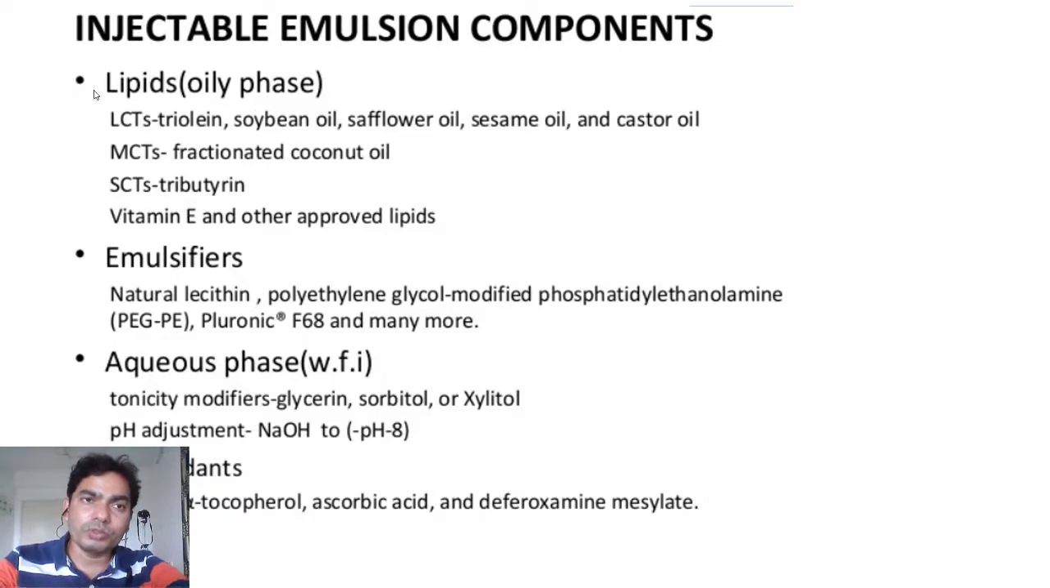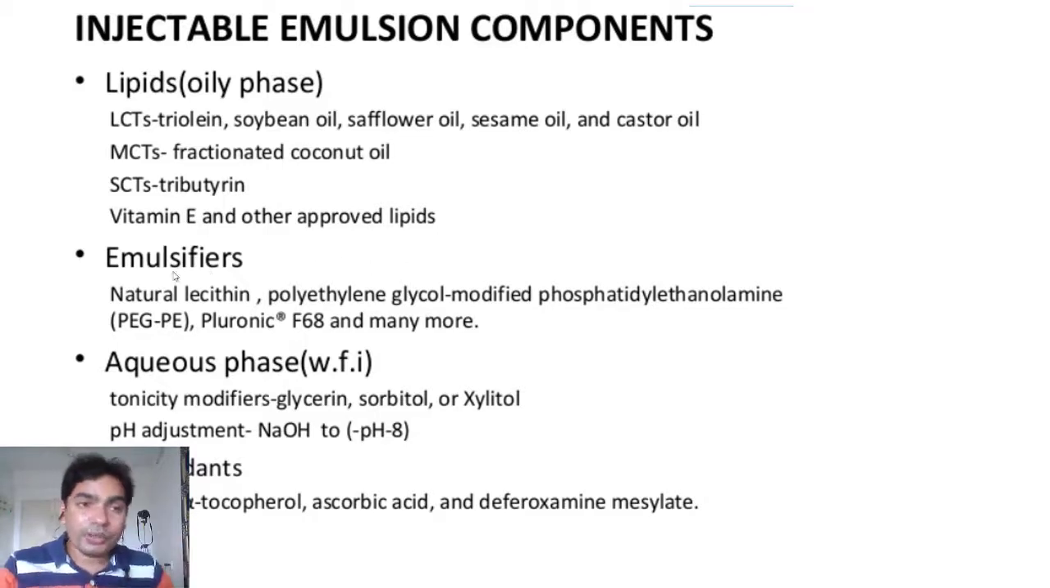So what are those? One is the lipid, the oily phase. In the oily phase, what can we take? We can take triolein, soybean oil, sunflower oil, safflower oil, sesame oil, castor oil, right? These are in the LCT category. And there is an MCT category, that may be coconut oil, medium chain, right? And there is tributyrin, vitamin E and other approved lipids that may also be taken.